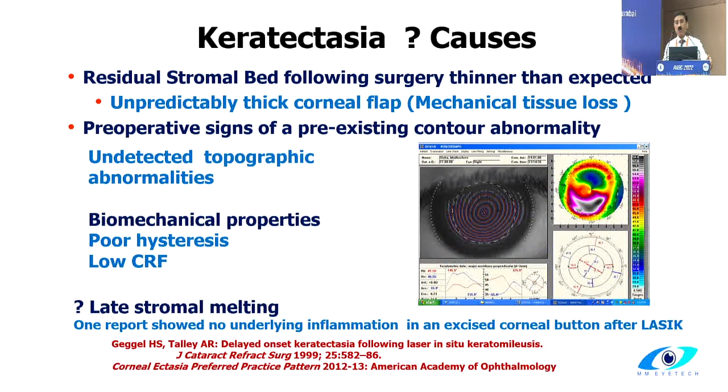So we were talking about the causes, and Dr. Bharti was elaborating on some of these, but largely it's a residual stromal bed following surgery that is thinner than what's expected, and this is either due to an unpredictably thick corneal flap, or mechanical tissue loss, or it's a preoperative pre-existing anomaly or measurement error that may have happened, and these undetected topographic abnormalities can sometimes contribute to the fact that you missed an ectasia. It's the biomechanical properties that I'm going to speak of that is largely the so-called missing link or the X factor, which we have not taken into consideration over these years, and I think as it becomes the mainstay in refractive procedures, we're going to be having much less of ectatic problems.